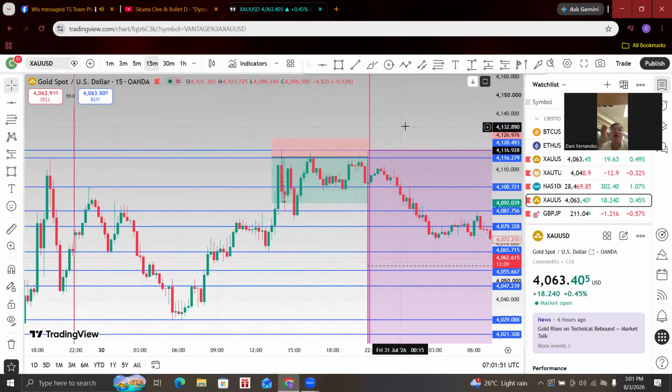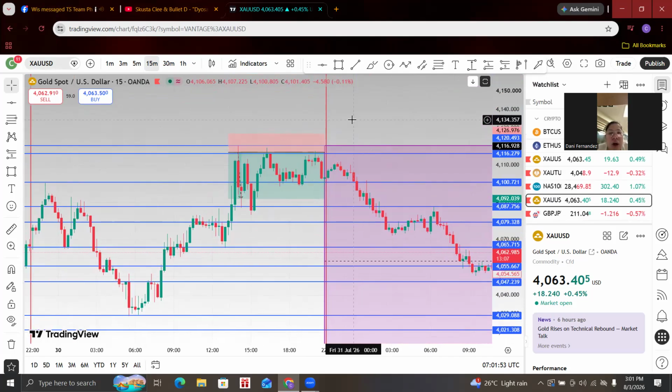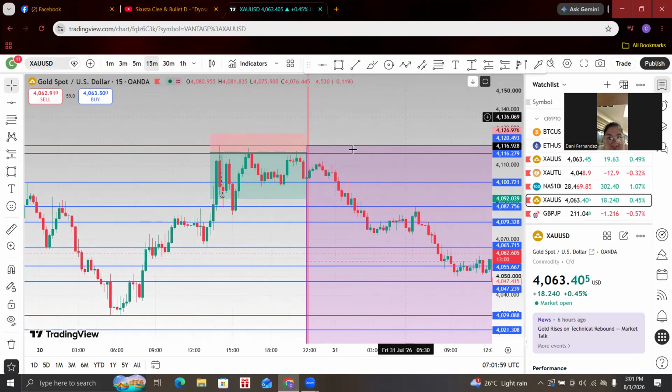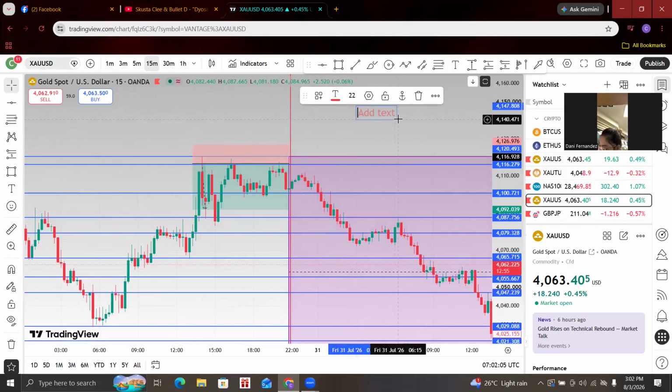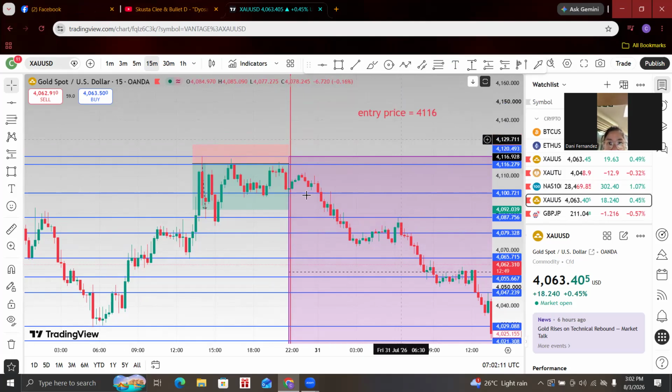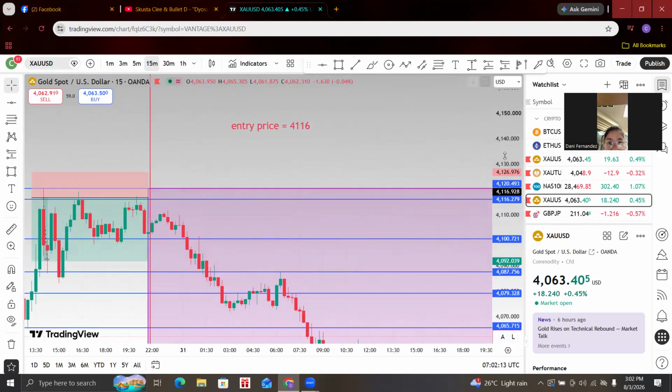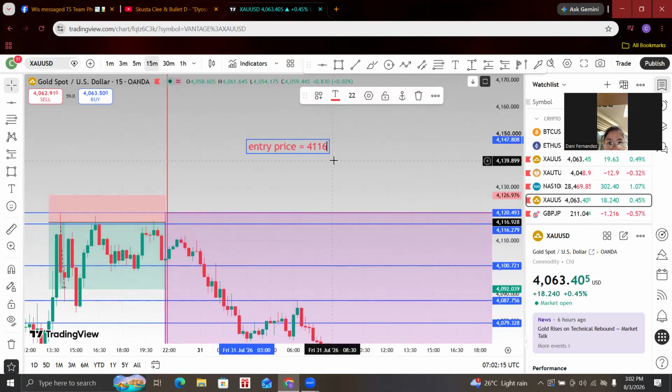Kuya, sorry, just one question po. How do you count the pips? So to count the pips, I always look at the price. For example, we entered at 4116. So the entry price is 4116.